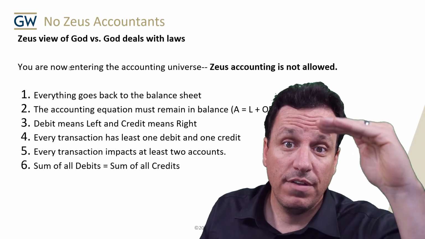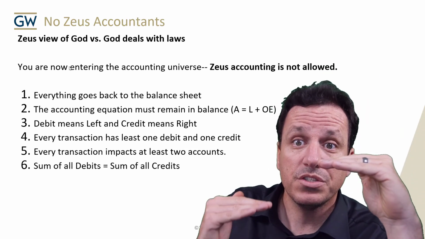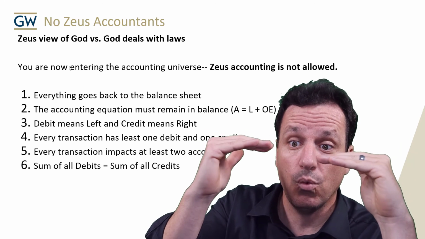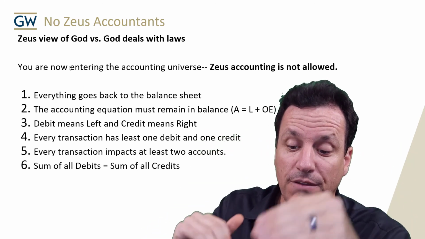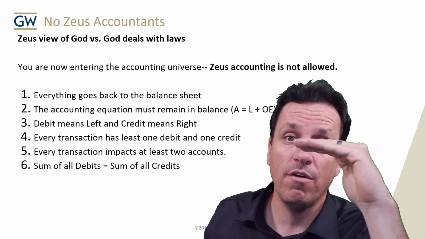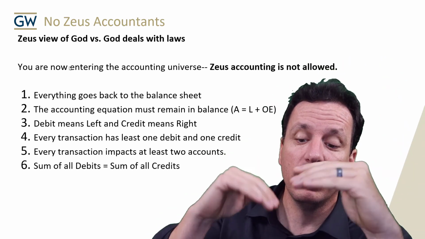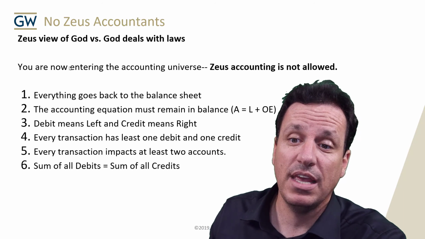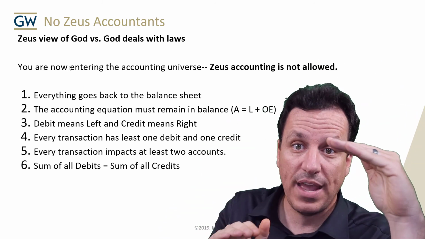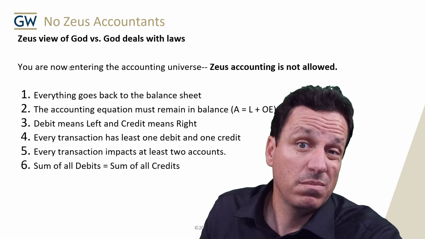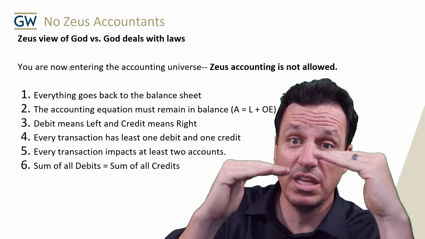This is an important one. The sum of all your debits has to equal the sum of all your credits. That's another rule. And if you know that rule, you can figure out a lot with figuring out journal entries. That means everything that you debit, if you totaled all the debits up and then totaled all the credits up, they have to equal the same amount. They have to be balanced with each other. And that's just within the journal entries.